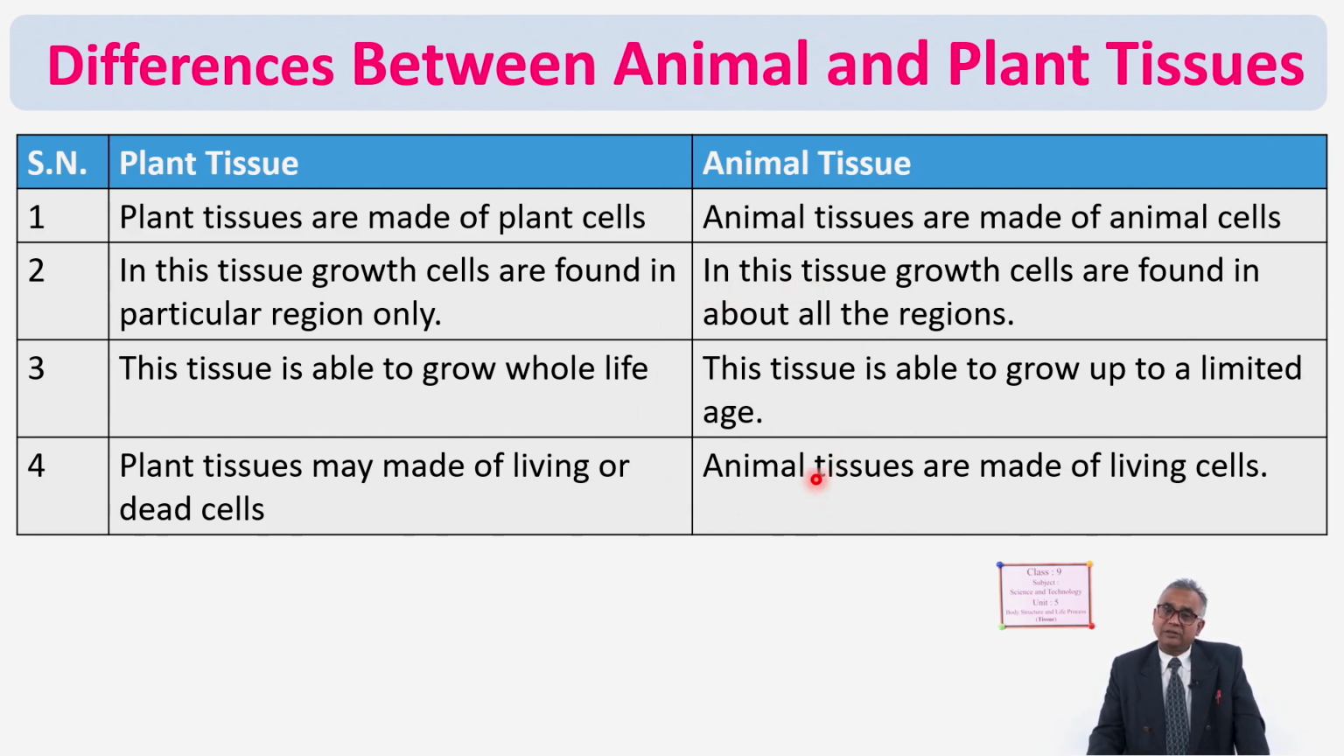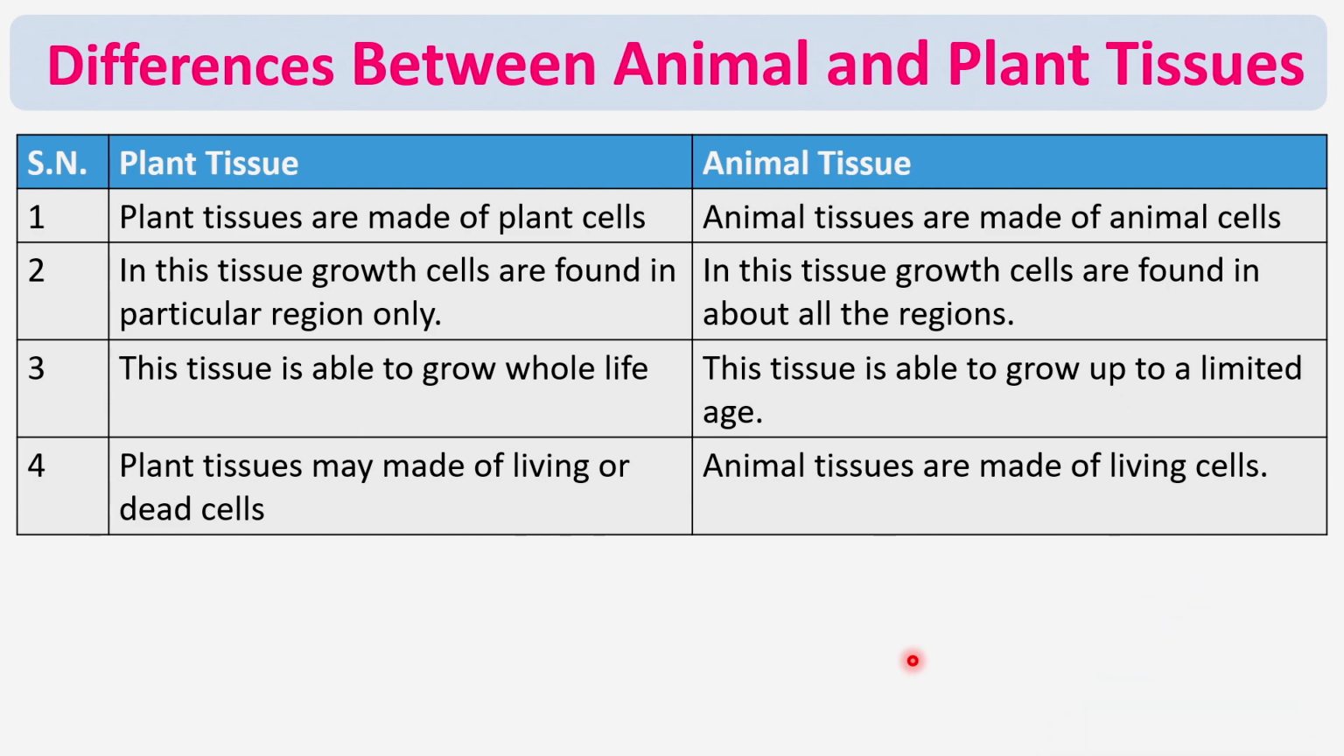So those are differences. Similarities, you can find yourself, as you were asked in the question. Animal tissue and plant tissue both are made of cells. Like that, other things too: both do particular functions. So you will find the similarities yourself. Some differences we have discussed. Now we are going to read about different types of animal tissues.